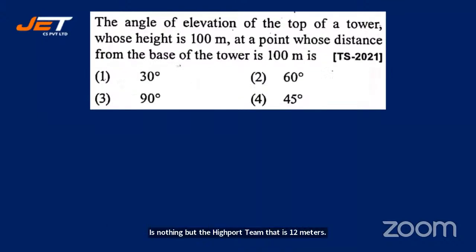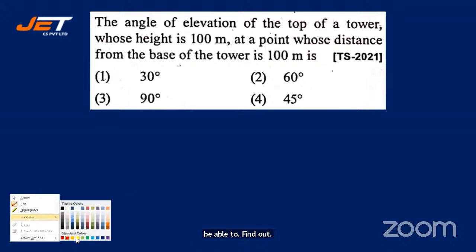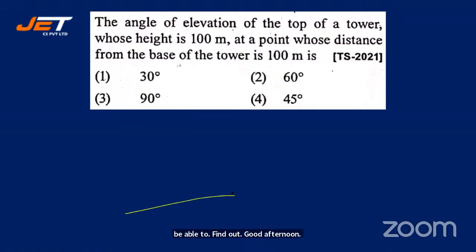The angle of elevation of the top of a tower whose height is 100 meters, at a point whose distance from the base of the tower is 100 meters, is dash. Is it clear? So let me draw the diagram so that you will be able to find out. I have to use yellow. All right. See here. Sorry, my lines are not coming properly.